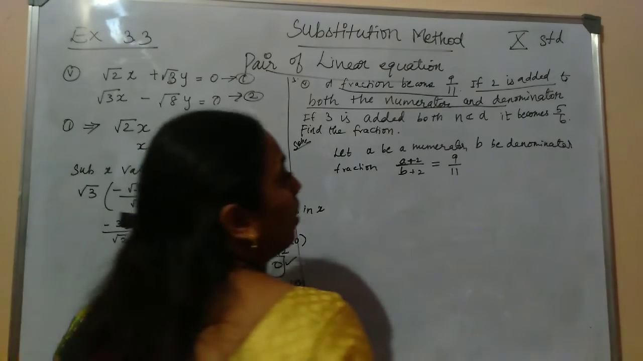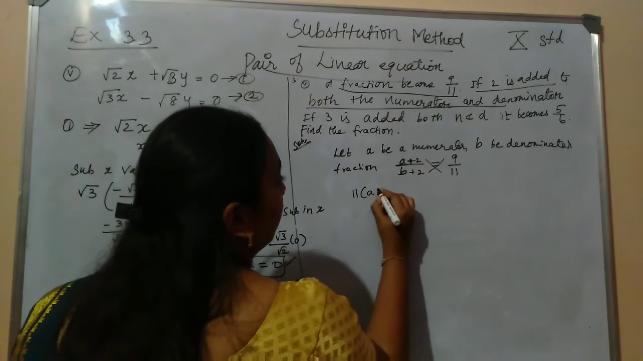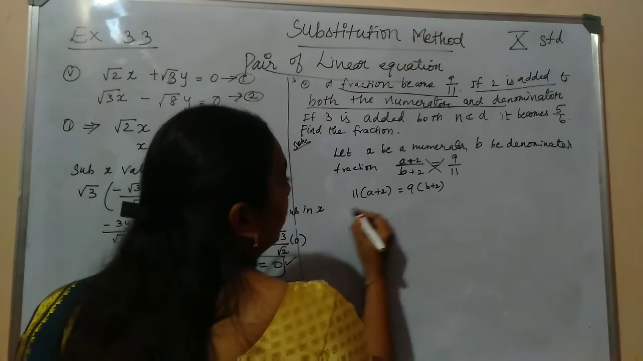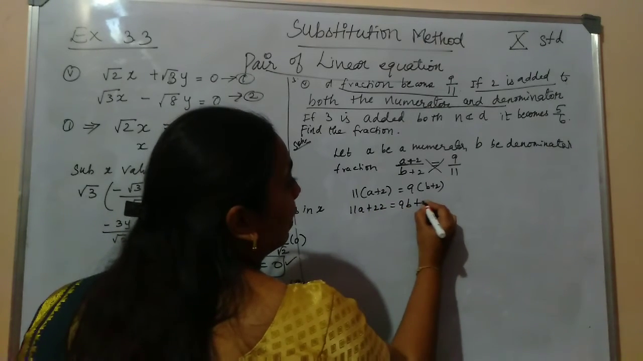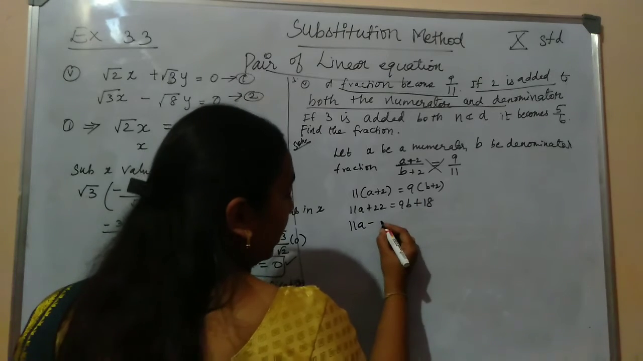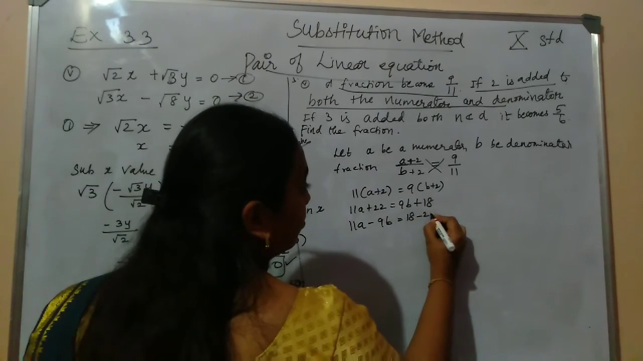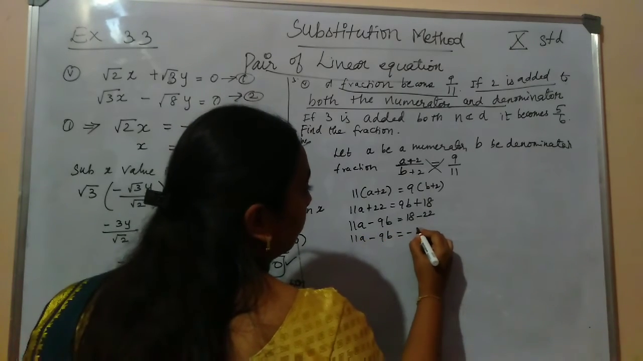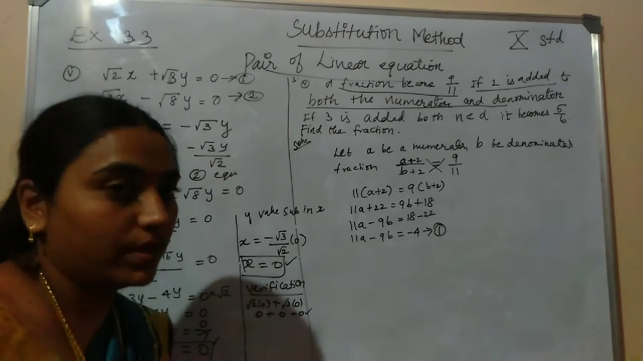Now, as usual, you have to do the cross multiplication. 11 into (a plus 2) equals 9 into (b plus 2). So 11a plus 22 equals 9b plus 18. So 11a, bring 9b to this side, minus 9b, and 18 minus 22. So 11a minus 9b is equal to minus 4. This is the first equation I found from the given information.